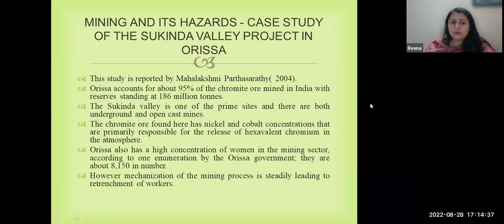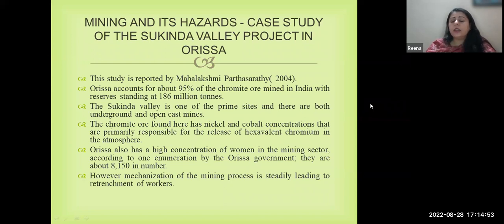So this study is reported by Mahalakshmi Partha Sarthi. There was a chromite ore mined in India. About 95% of the chromite ore is mined from Odisha, and Sukinda Valley is the prime site.